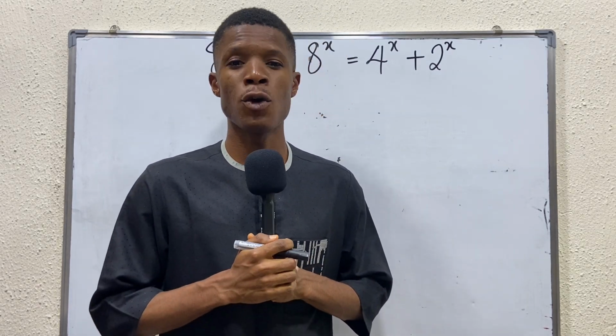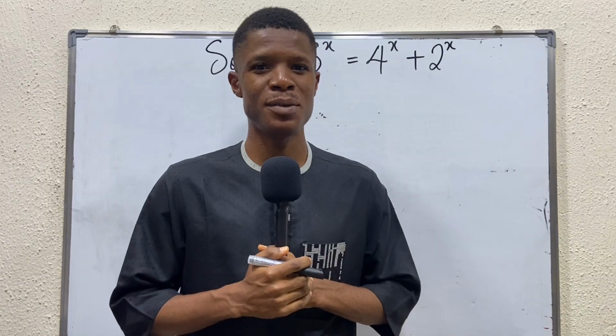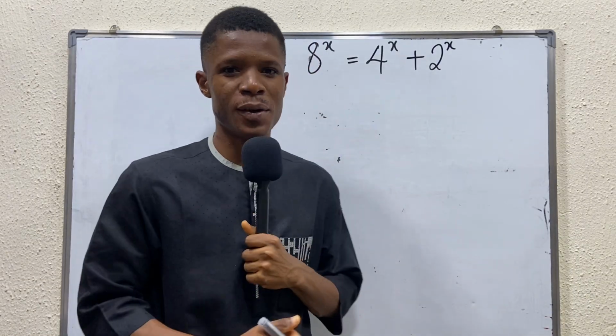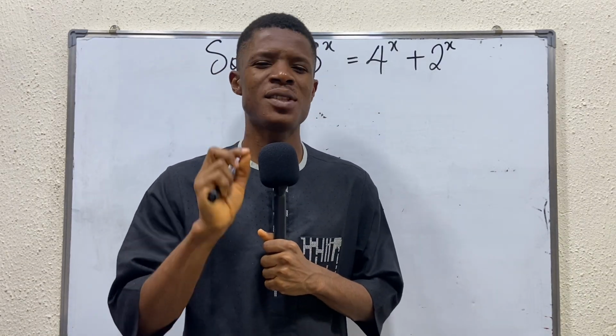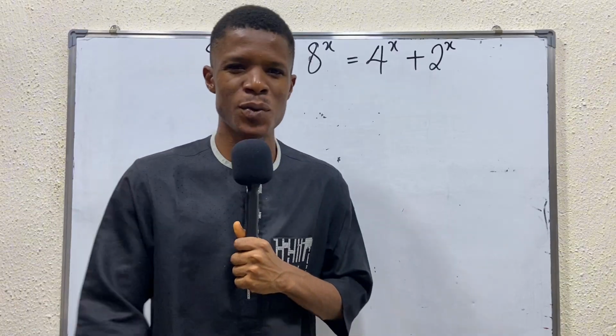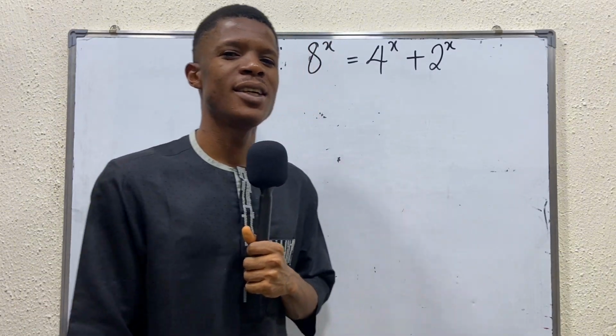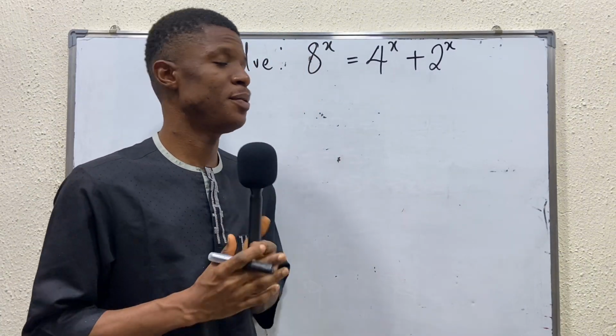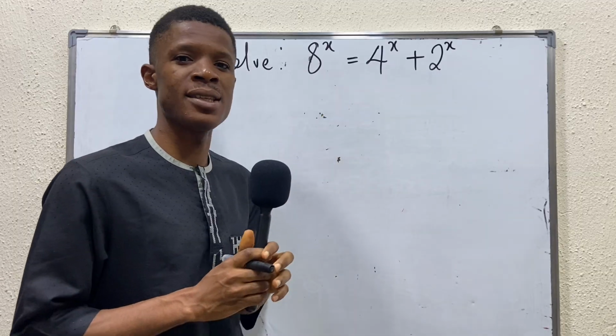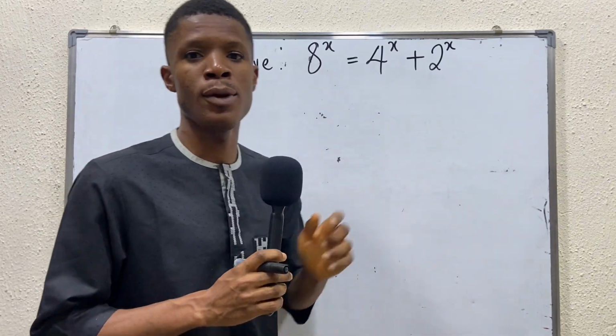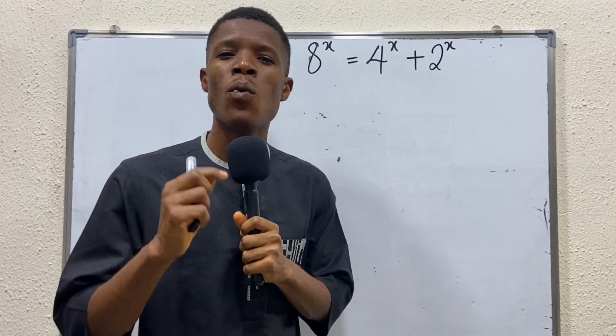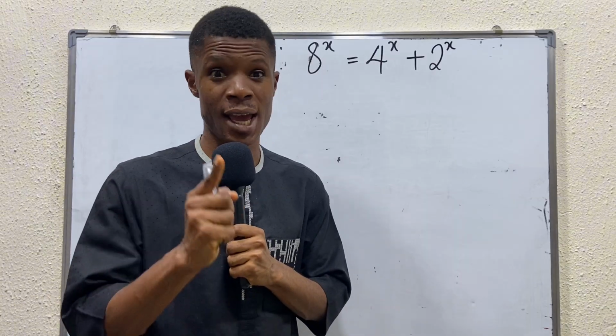In this video, we are going to solve this nice Maths Olympiad problem we have on the board. If you think you can, just pause the video and make a guess. Let's know whether you're following. Okay, so the question here is very simple. We have 8 power x is equal to 4 power x plus 2 power x. What then will be the value of this x?